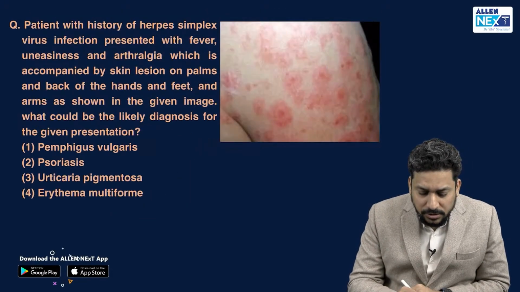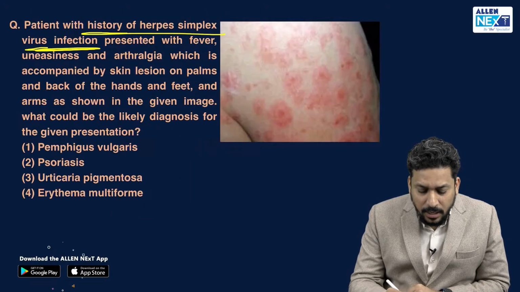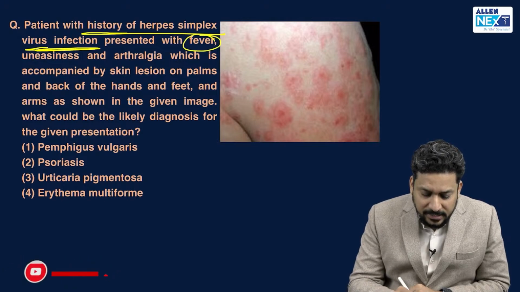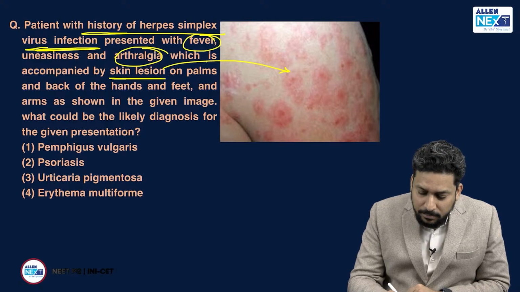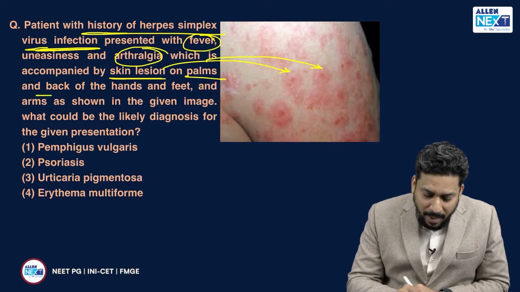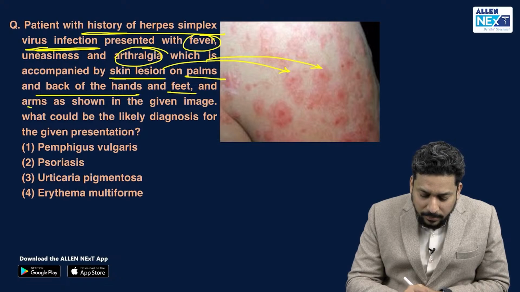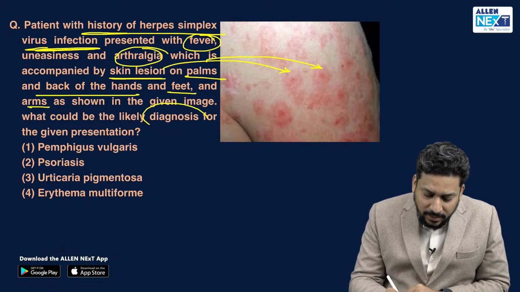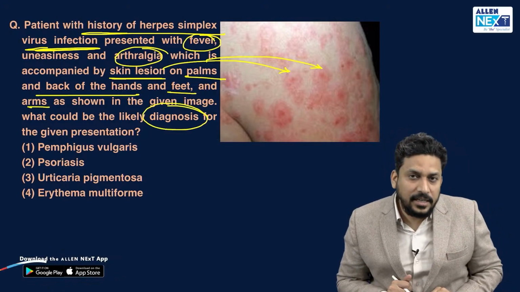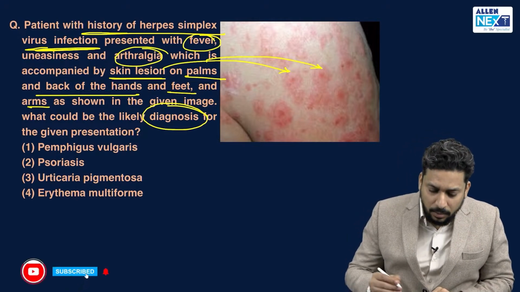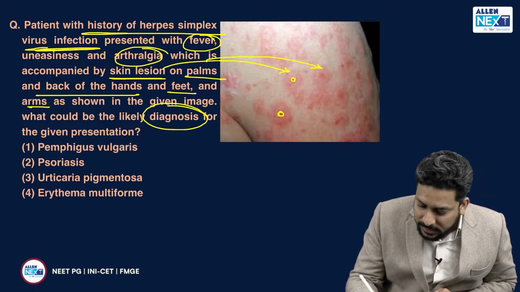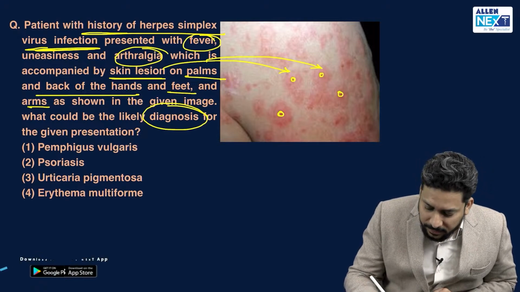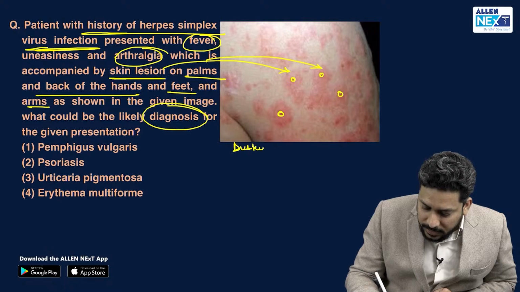A patient with a history of herpes simplex virus infection presented with fever, uneasiness, arthralgia, which is accompanied by skin lesions as shown in the image on the palm, back of the hand, feet, arms. What could be the likely diagnosis? Now, if you closely see these skin lesions, what can you make out? You can make out that the lesion has a dark red portion in the center. So there is a central dusky erythema.